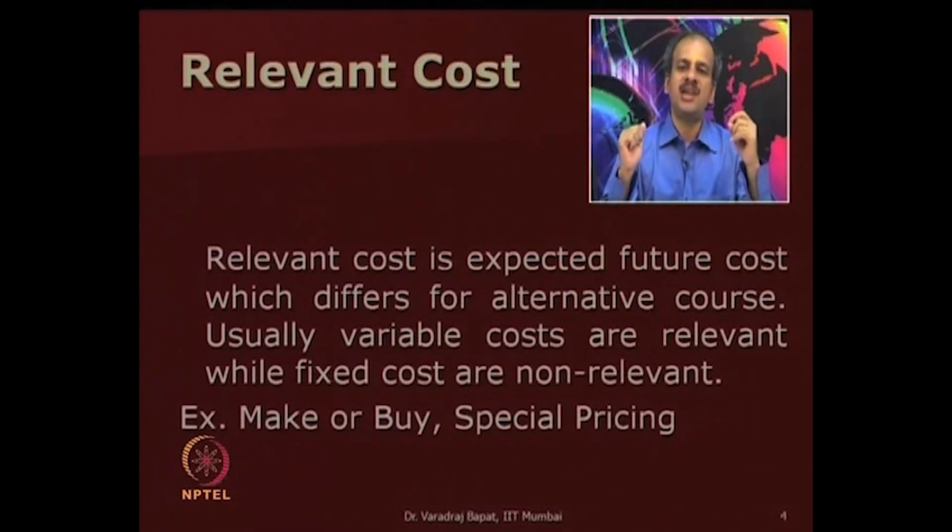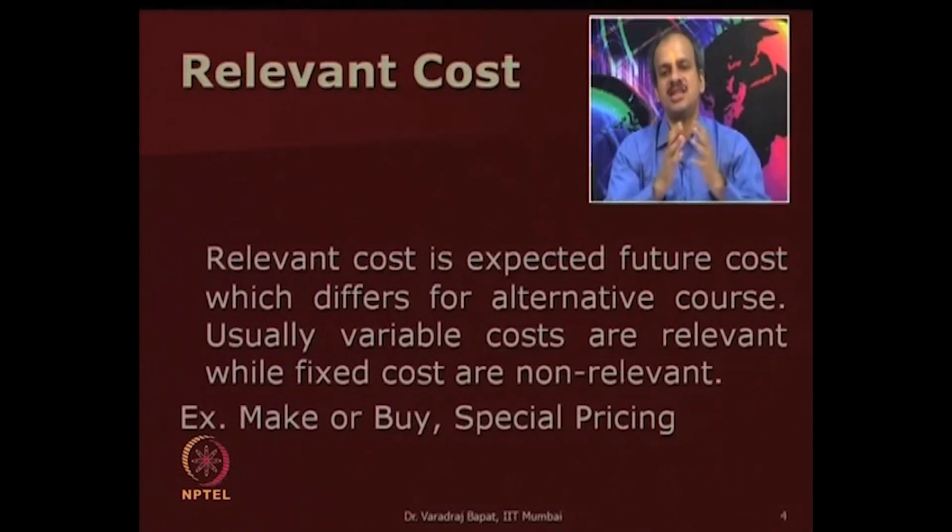Let us try to understand with the example of a make or buy decision. We are also going to discuss this in detail later. But to begin with, what is a make or buy decision? Let us say we have a factory, we are producing item A, but a supplier approaches us and tells us that he can supply item A to us, which we can use in our consumption or we can sell it. So we have an option whether to make item A or to buy item A.